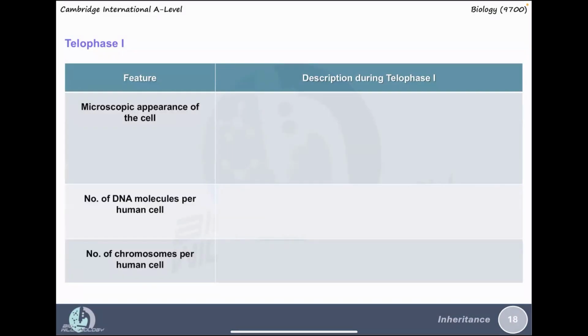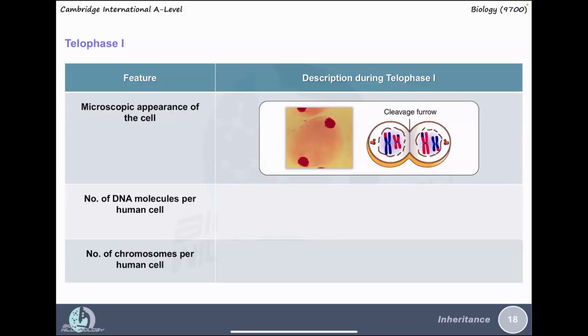The next phase is telophase 1. During telophase 1, you can see that the nuclear envelope starts to reform, the nucleolus starts to reform as well, and the chromosomes arrive at the opposite ends and start to uncoil into chromatin in some of the species. At this moment, a cleavage furrow is formed by the plasma membrane. However, the cell is not divided yet during telophase 1.